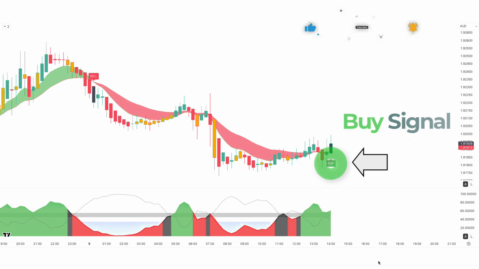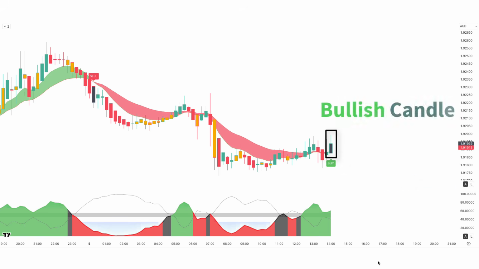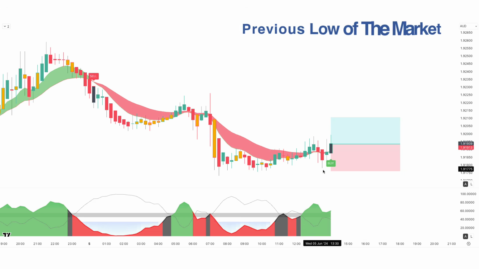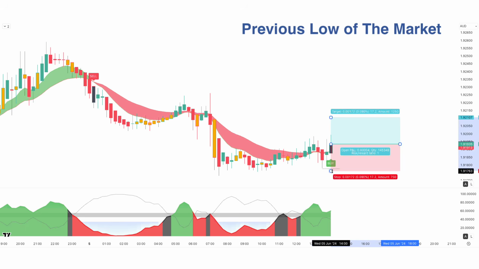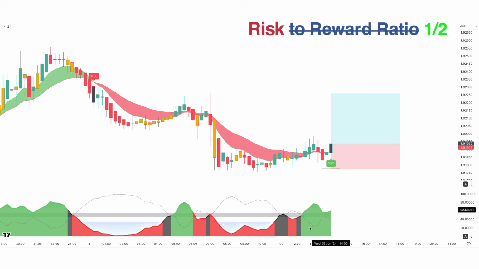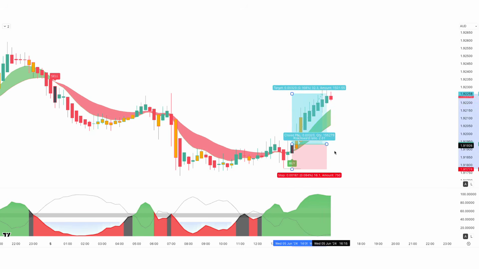When the Sniper Entry Exit arrow up of this indicator is a buy signal, when the Adaptive Average Sentiment Oscillator is in the green area, and when the market forms a bullish candle, if this condition is fulfilled, then we will place a buy order. Our stop loss is to be placed at the previous low of the market, and the risk to reward ratio will be 1:2. The market has completely hit the target.